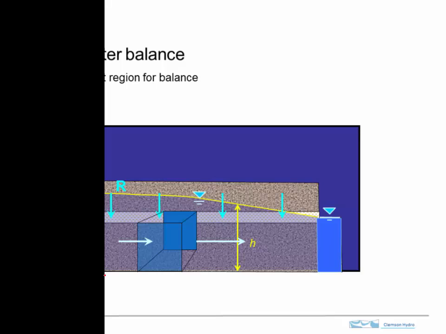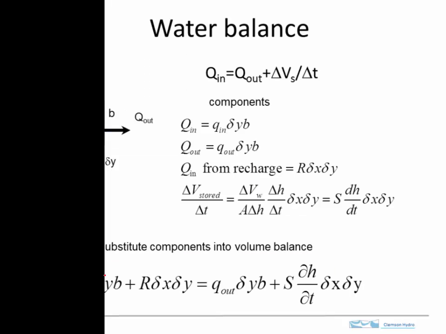The third dimension will be going back into the page, and that will be assumed to be a unit length. Okay, so there's the block, and we're going to pull that block out and conduct a balance on it. This is the same balance that we've used in the past, where the volumetric rate into the control volume is equal to the volumetric rate out plus the change of the volume stored with time.